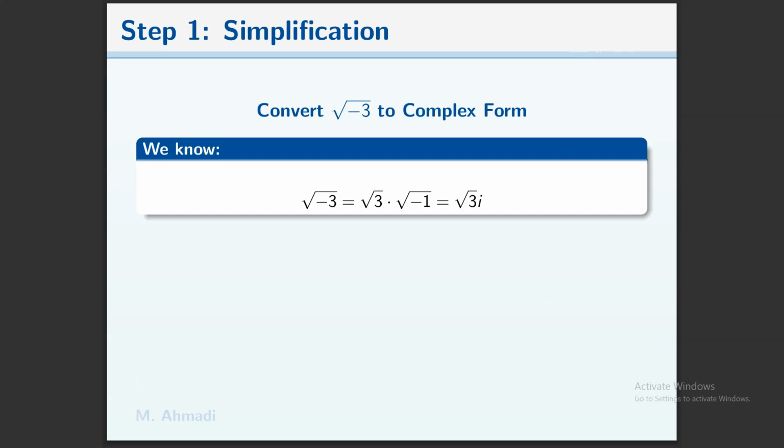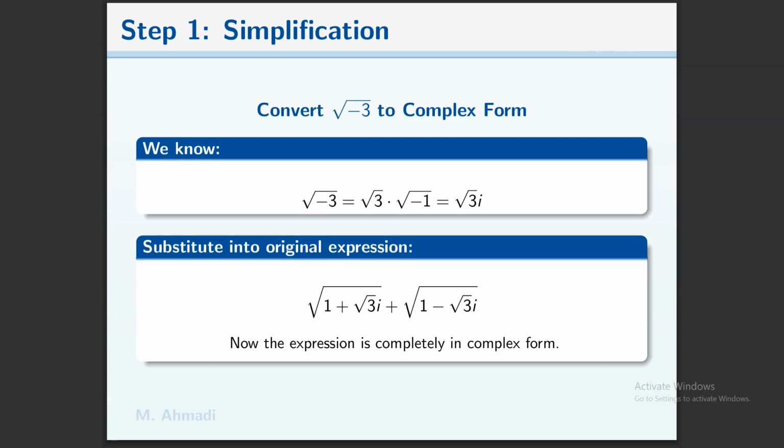Let's convert the square root of minus 3 to complex form. The square root of minus 3 equals the square root of 3 multiplied by the square root of minus 1, which equals the square root of 3 times i. After substituting into the original expression, we have the square root of 1 plus the square root of 3i plus the square root of 1 minus the square root of 3i. Note the expression is now in complex form.